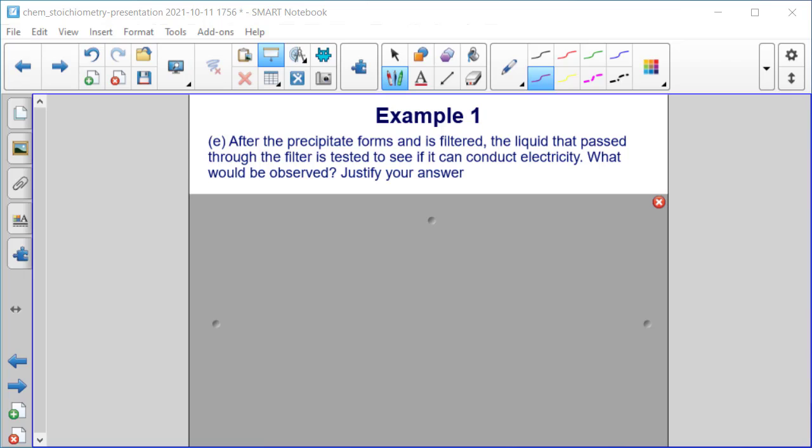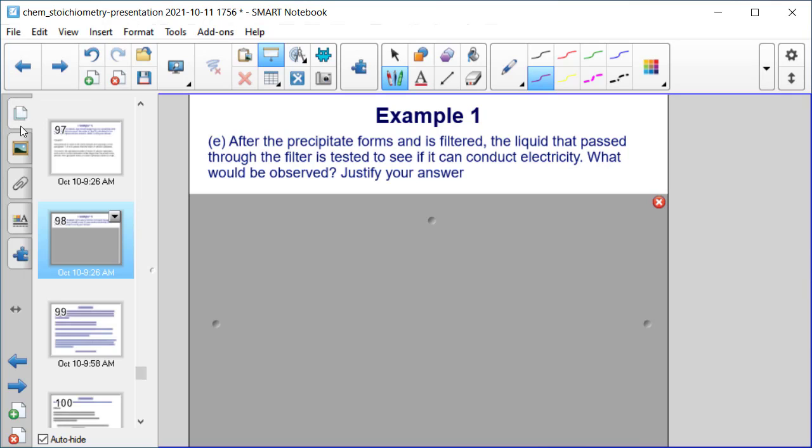Finally, part E of example 1. After the precipitate forms and is filtered, the liquid that's passed through the filter is tested to see if it can conduct electricity. What would be observed? And again, justify your answer. So we can't just say, yes, it conducts electricity, or no, it does not conduct electricity. We have to say why we would observe that.